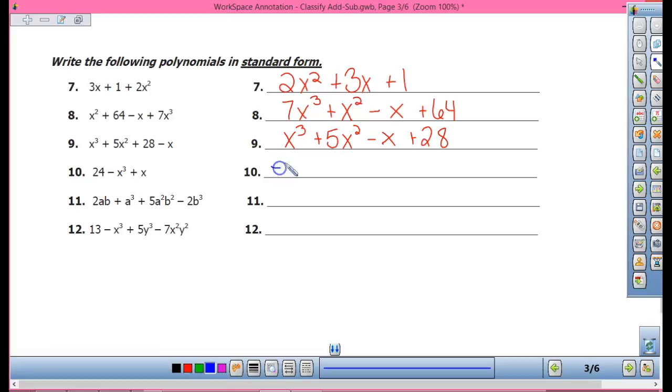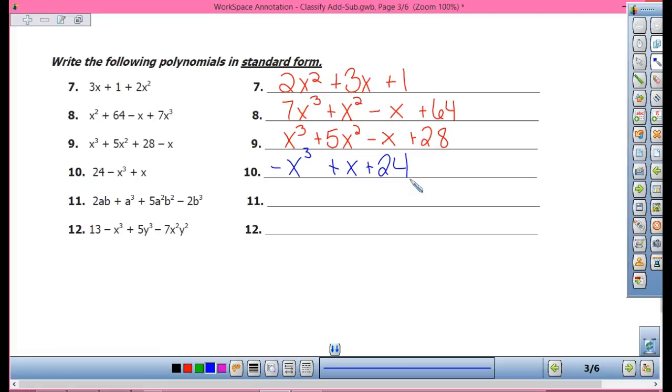There you go, negative x cubed plus x plus 24, yep. All right, so now it's good stuff, right?